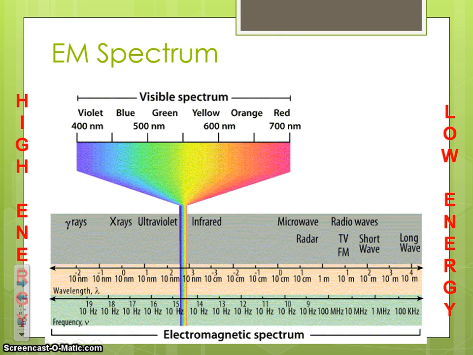Now looking at the red end, this is our low energy waves. You'll notice that the region below it is called infrared or below red. These are where we start to get more of like heat types of things. They are lower energy waves, so they are less dangerous to us.